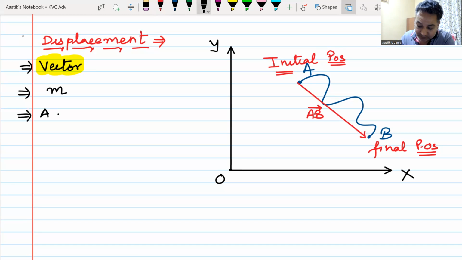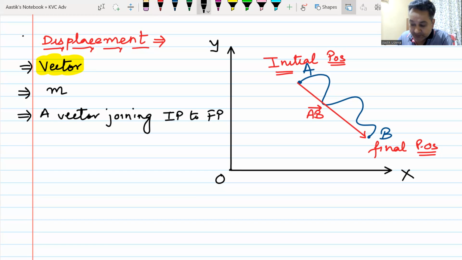It's a vector joining what? Initial position to final position. And that is the best possible definition that you can give for displacement of a particle. It is a vector joining initial position to final position. In this case, this vector is given by the vector AB. AB vector is your displacement vector. A is the initial position and B is the final position.